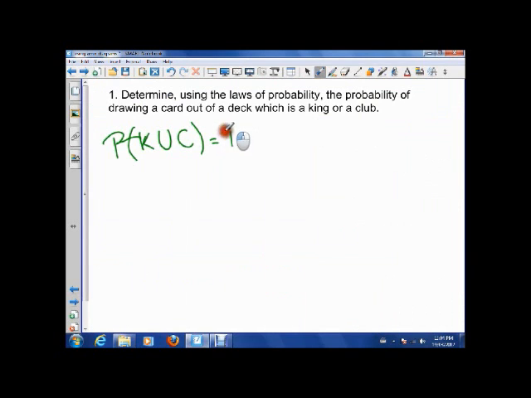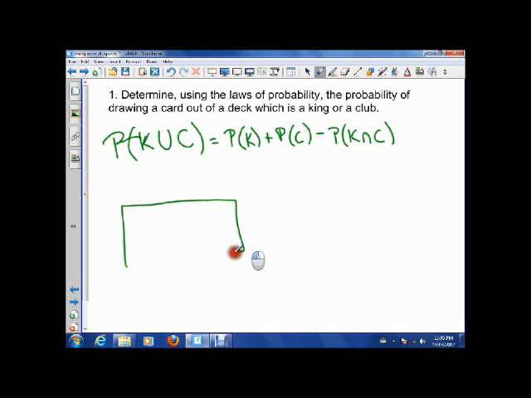The probability that it's a king plus the probability that it's a club, and then we have to subtract off the probability that it's both. I'm going to show this in a Venn diagram in a second. The reason we have to do that is because the probability that my card is a king is 4 out of 52, 4 kings out of 52 total cards. The probability that it's a club is 13 out of 52, so 13 clubs out of 52 cards.